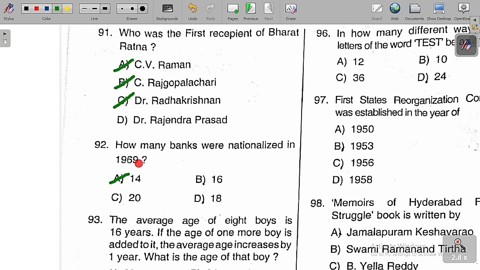So now the next question is, how many banks were nationalized in the year 1969? Among the four options, option A, 14, is the correct solution to this question. So 14 banks were nationalized in the year 1969. Nationalized means we are converting private banks to public banks. So in the year 1969, 14 banks were nationalized by Indira Gandhi.